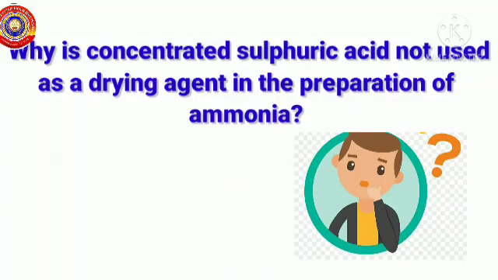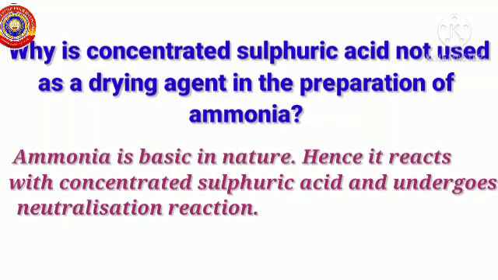You know that ammonia is basic in nature. So what happens when an acid reacts with a base? Absolutely, there occurs a neutralization reaction, right? In order to prevent this reaction, sulfuric acid is not used as a drying agent in the preparation of ammonia. That is why calcium oxide, being a basic substance, is used in this reaction. Now, did you understand?